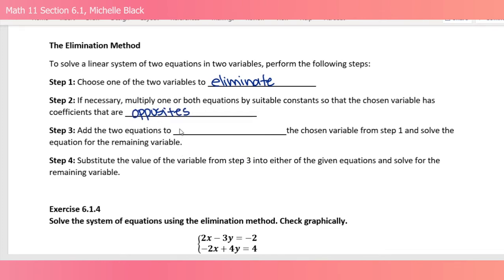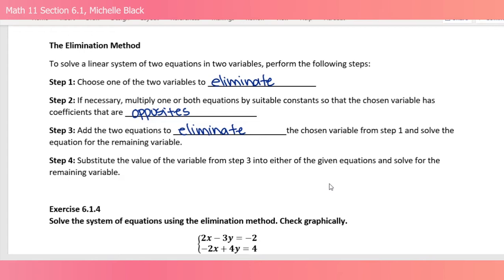Step 3. Add the two equations to eliminate the chosen variable from step 1 and solve the equation for the remaining variable. And finally, substitute the value from the variable in step 3 into either of the given equations and solve for the remaining variable.